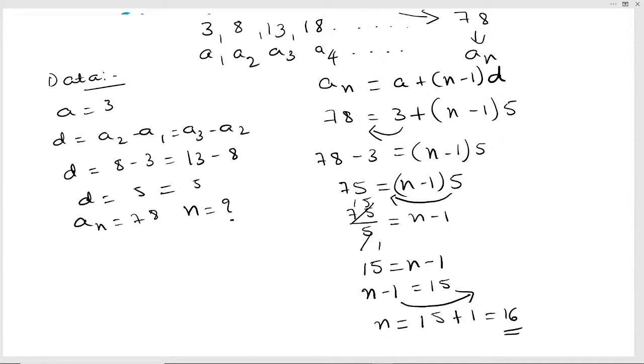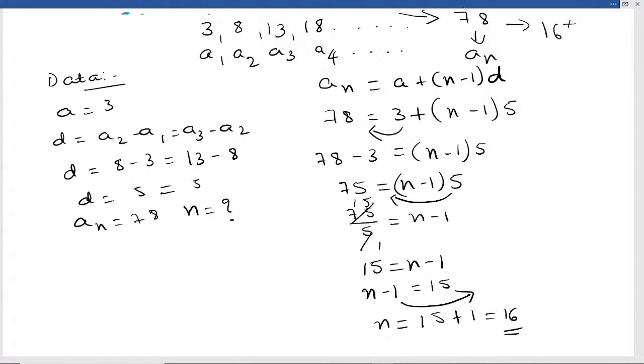Now what is the meaning of this? Now you got the value of N. So N is how much? 16. So in this question, the 3 represents the first term, 8 is the second term, 13 is the third term, 18 is the fourth term. Likewise, which term will become 78? That is what you need to find. So we got the value, the answer is 16. So the meaning of this is the 16th term will become 78. That is the meaning of this question. So the 16th term will become 78. Now this is how we need to solve the problem.